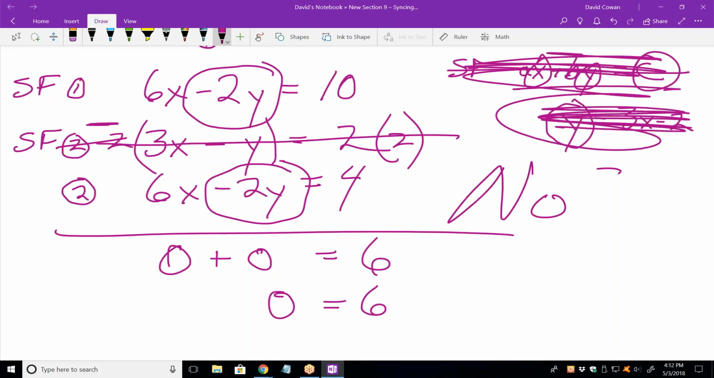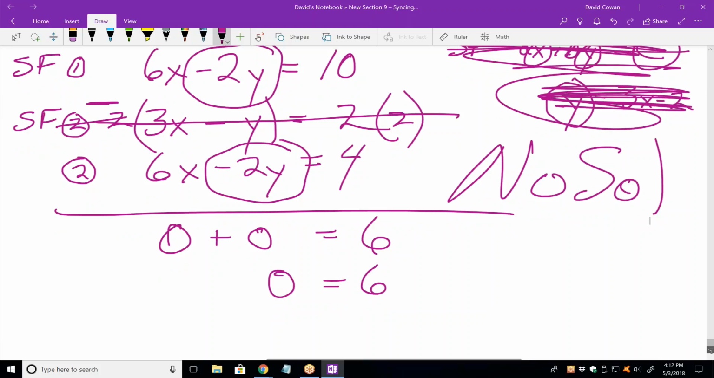Perfect. There's one of 3 answers. Either you have no solution, or you have an infinite number of solutions, or you have a specific solution where x is equal to a number and y is equal to a number. And whenever you get one number equaling a different number, you should recognize that that's impossible. There's no way that 0 can be equal to 6, and that tells you that there is no solution.